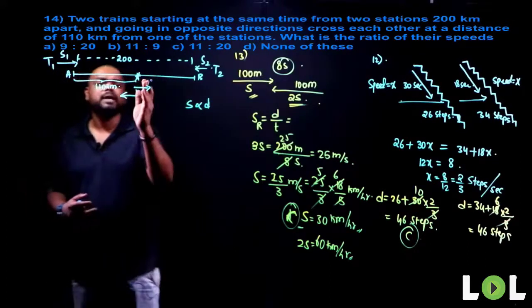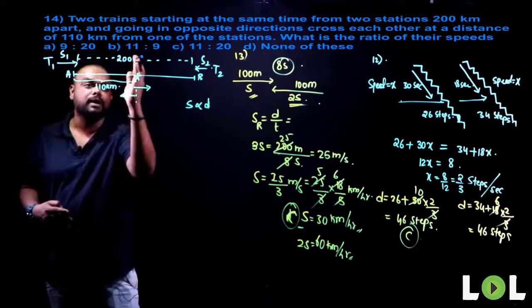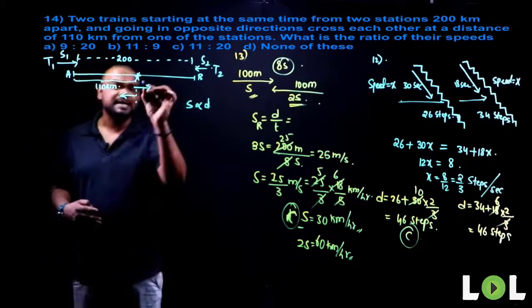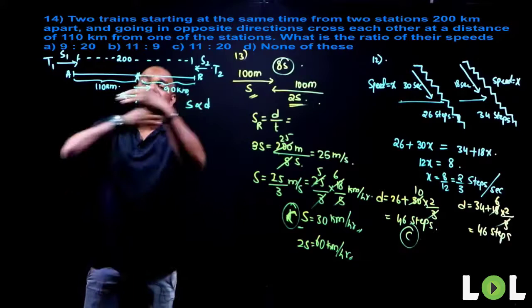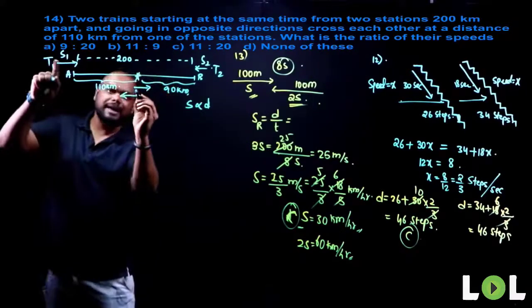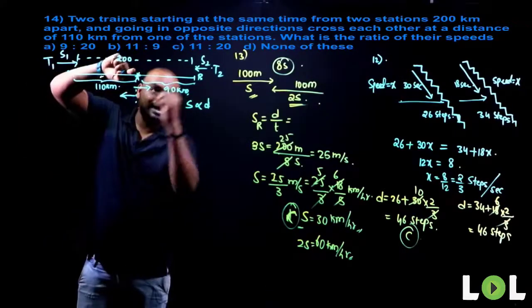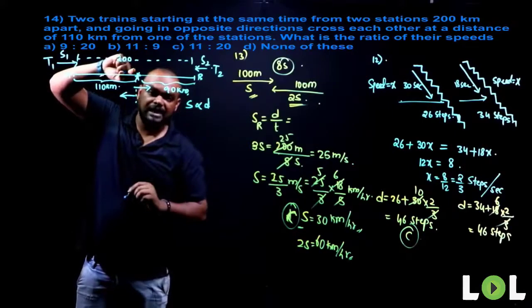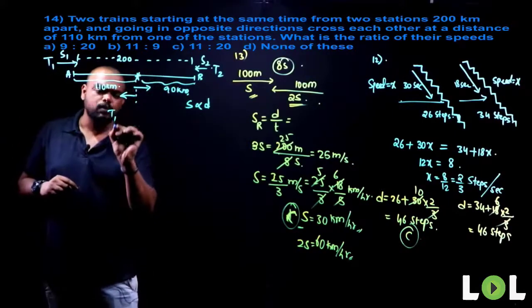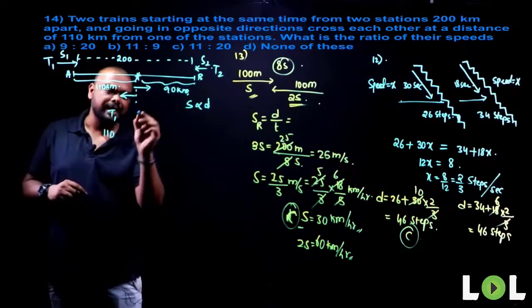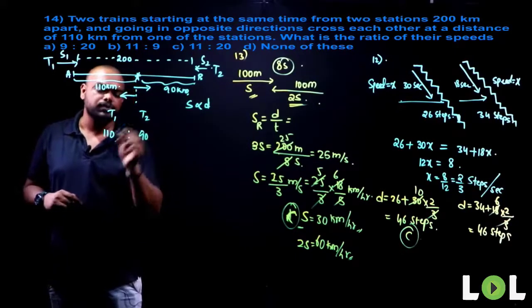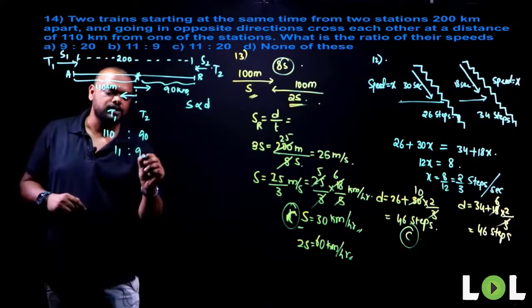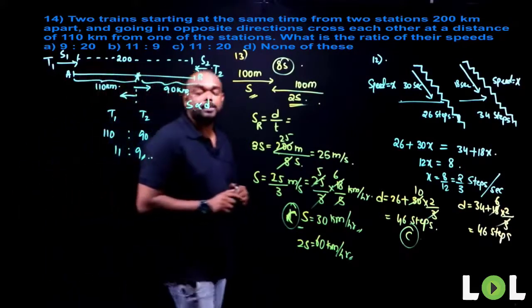When they both meet here, our train 1 covered 110 kilometers. If this is 110, what will be this? This should be 90 kilometer. So when they both cross each other here, train 1 came 110, then train 2 should have covered 90 kilometers. Now, take the ratio of this. That will be your answer: 11:9, because speed is directly proportional to the distance.